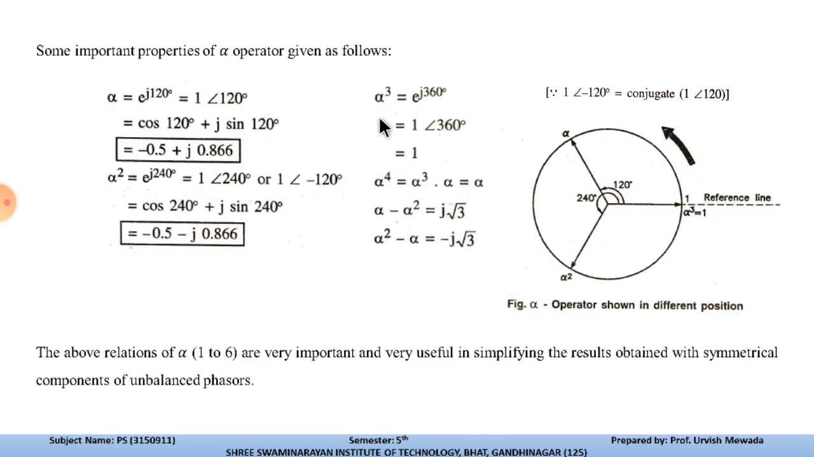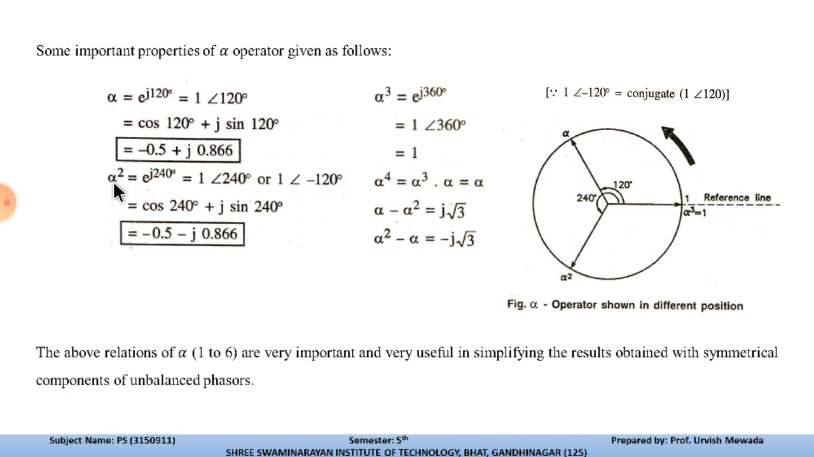Now, some important properties of the alpha operator are shown here. You can see alpha squared and alpha cubed from the reference line, so we can determine the values of all the operators, meaning all the positions of the vector. Alpha is equal to e raised to j120, which is 1 at angle 120, and we can write that as cos theta plus j sin theta. Theta is 120 here, so cos 120 plus j sin 120.